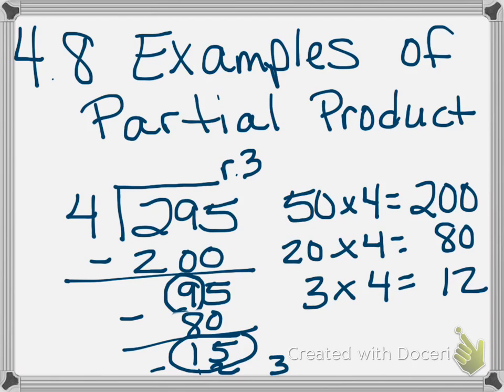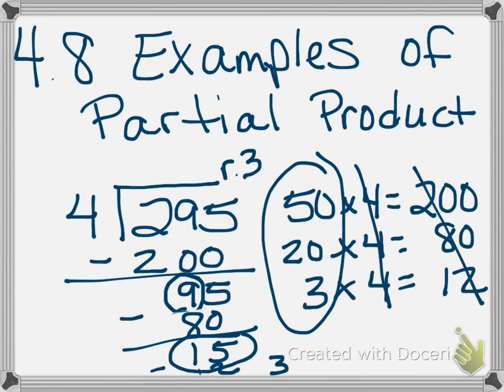Then I ask them, well, what numbers have we already used? We've already used these. We subtracted that from our dividend. I've already used my divisor, so those are out. So I'm going to add 50 plus 20 plus 3, which gets me 73 as my final quotient with a remainder of 3. There is a lot of back and forth on this, but the more they practice, the better they will get. Another example, just picking random 3-digit numbers.